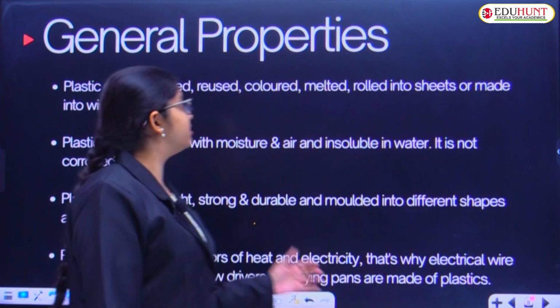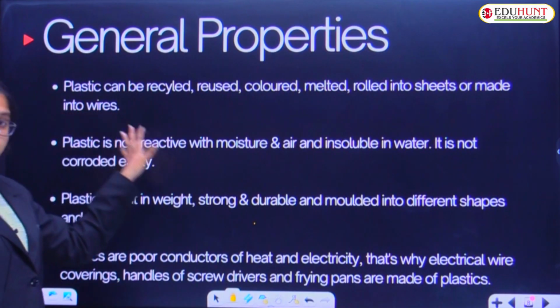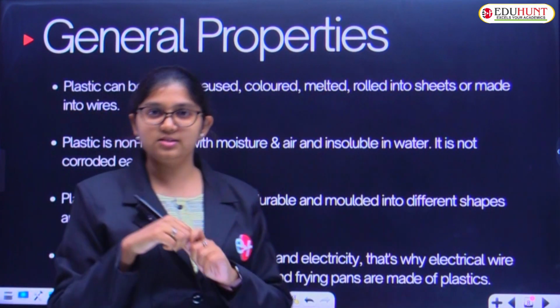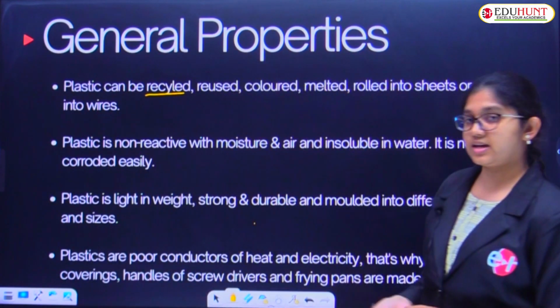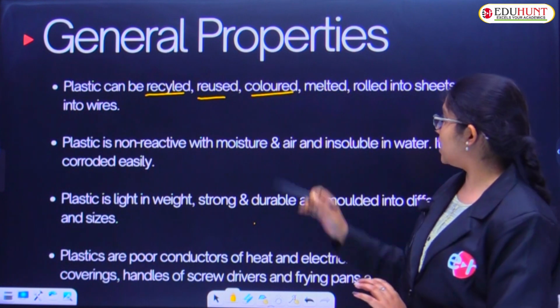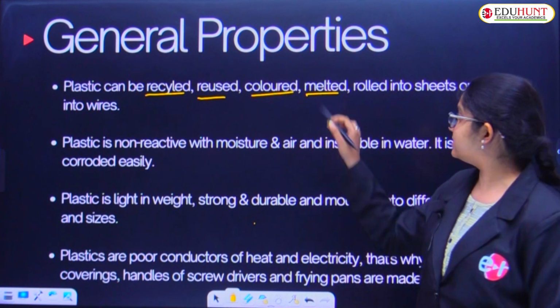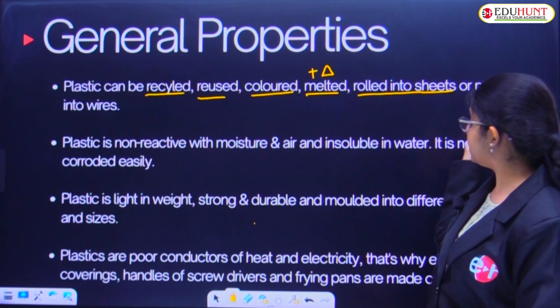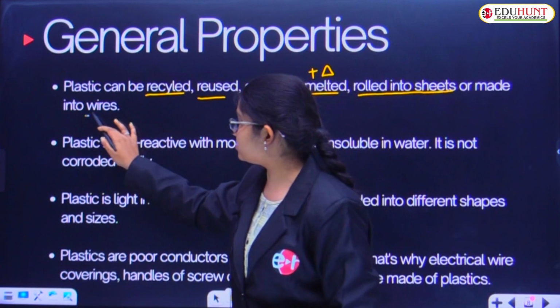First point: plastic can be recycled. You saw the three-arrow triangle mark. Plastic can be recycled, reused, colored into different colors, and also melted by applying heat and rolled into sheets or made into wires.